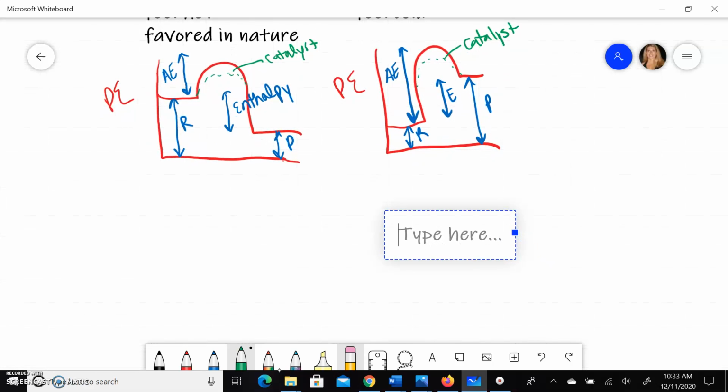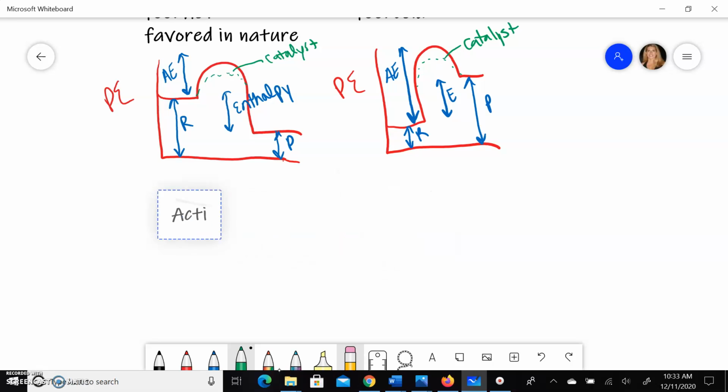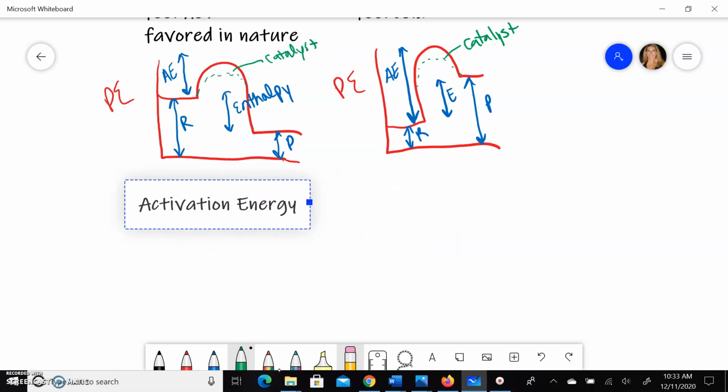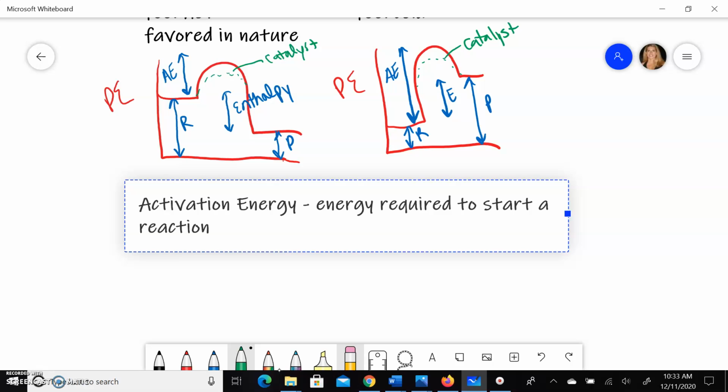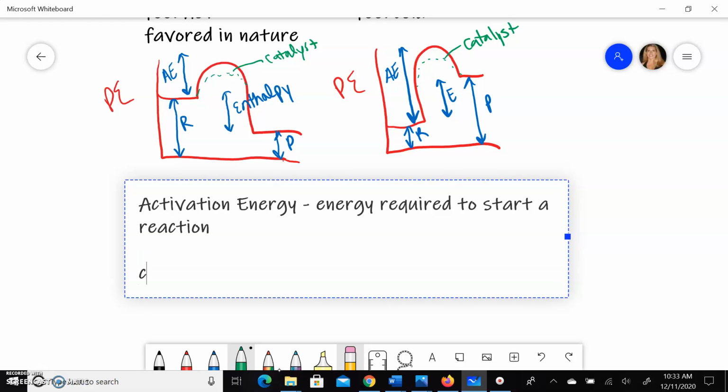So let's write down a few of these words. We talked about activation energy. This is the energy required to start a reaction. So it's not the total energy at the top of the hill, but it's the energy from the reactants to the top. The next word is catalyst.